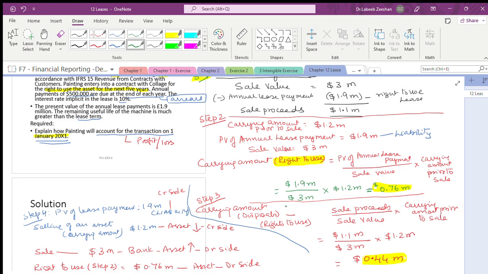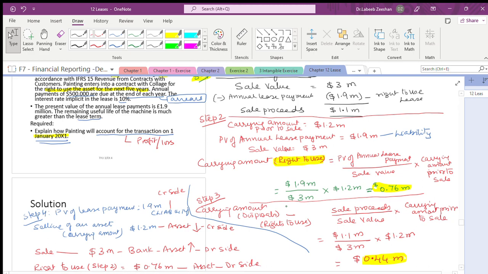Is it right? See, you will not sell the asset on loss anytime. You have the asset with you. What is the asset value? The value of the asset is 1.2 million. If you have doubt, you can revise this on the recording. See, very simple. You have the asset 1.2 million.